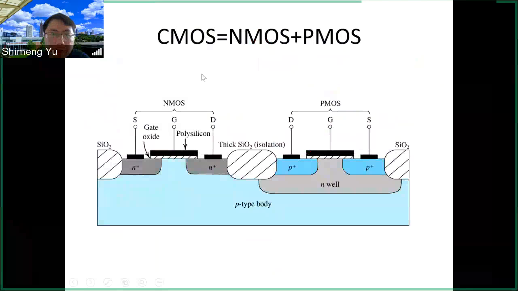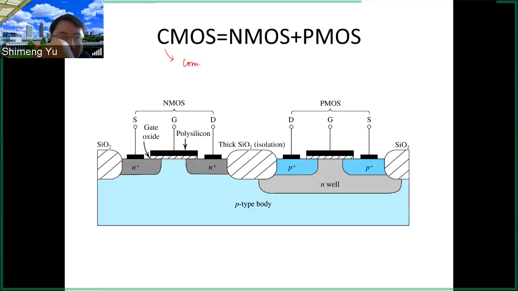So here we talk about NMOS and PMOS. So together we have this CMOS. So C here is complementary.